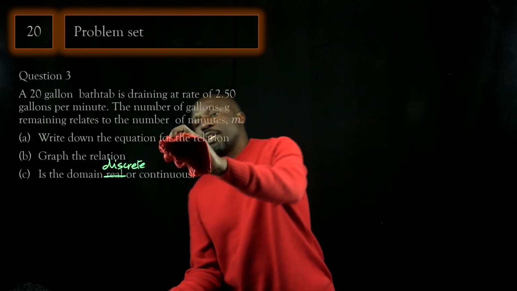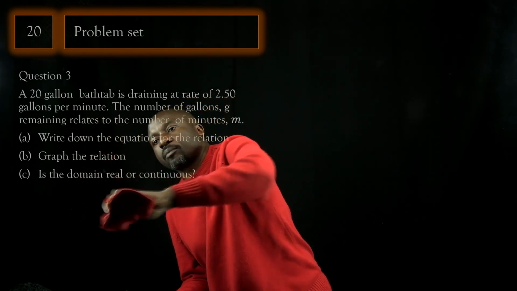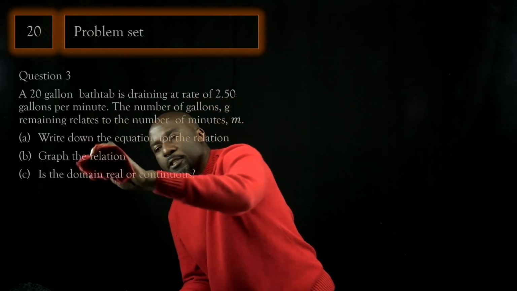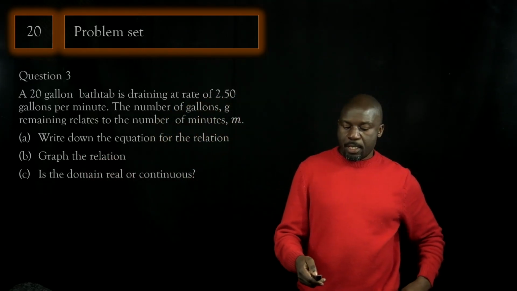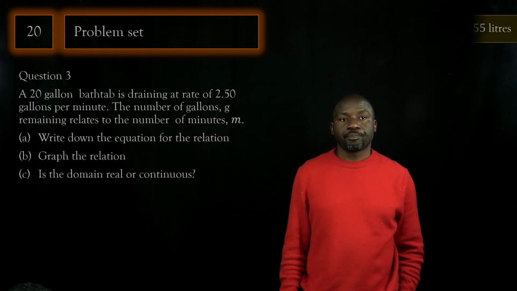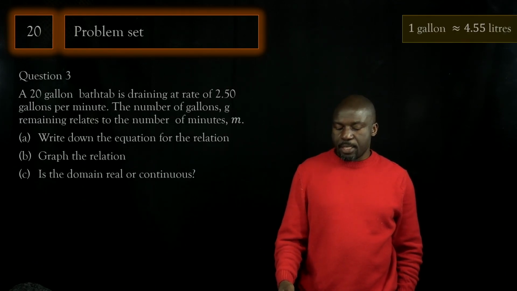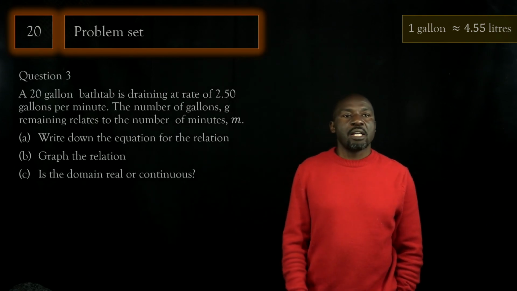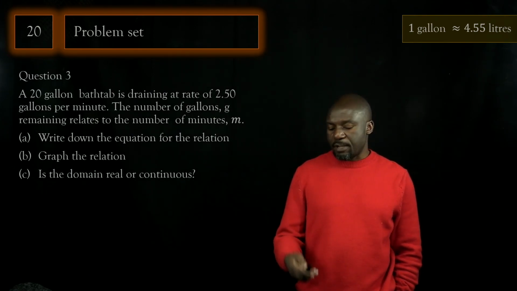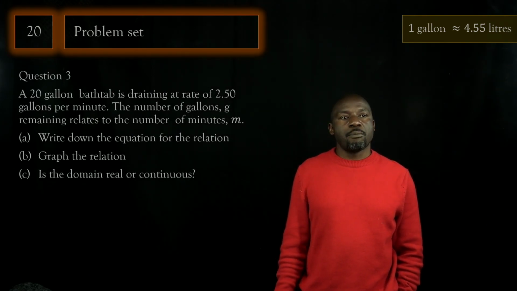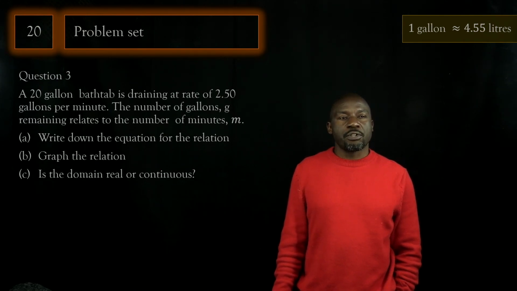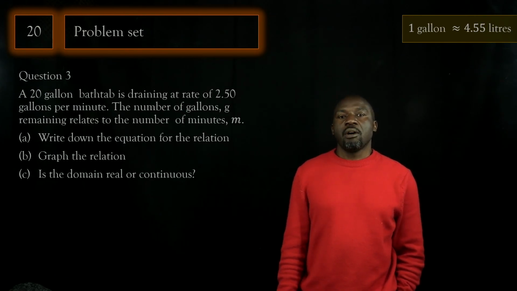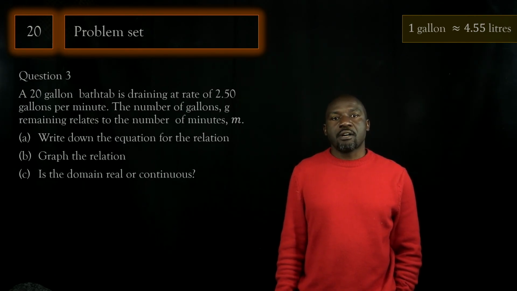And the last question there is, oh, by the way, just in case you didn't know, you don't need it, but 1 gallon is approximately 4.55 liters. It's 4.546, I think, to 4 significant figures. All right, so that's that there. Try that out.